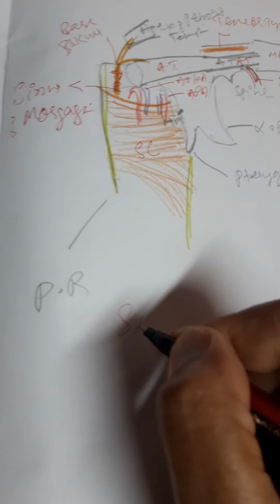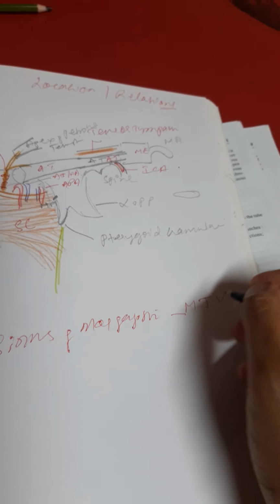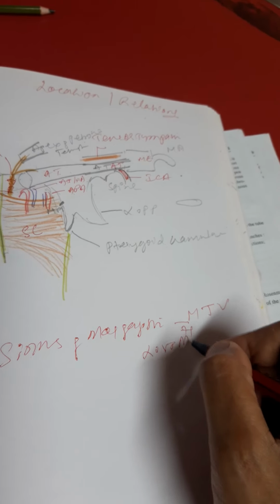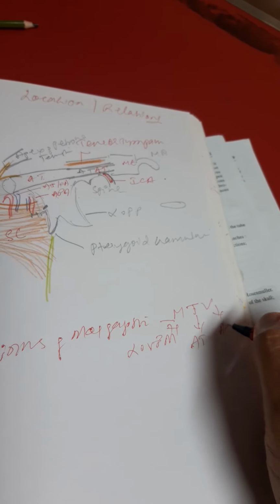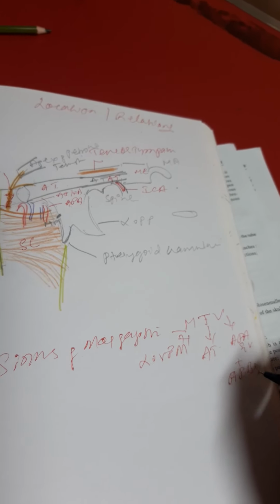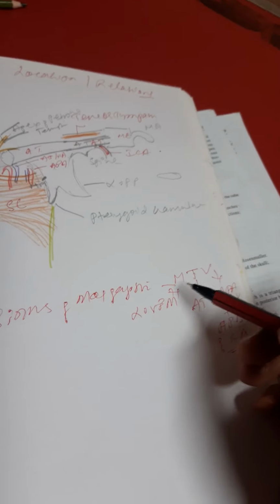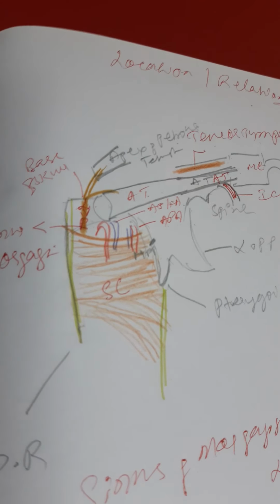We always remember with the mnemonic for sinus of Morgagni, the structures passing through are MTV, not your music channel, MTV. M stands for muscle, levator veli palatini muscle. T stands for auditory tube, and V stands for vessels: ascending pharyngeal artery with the vein accompanying it plus ascending palatine branch of facial artery. So M stands for muscle, T for auditory tube, and V for vessels.